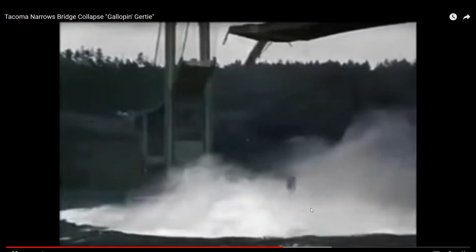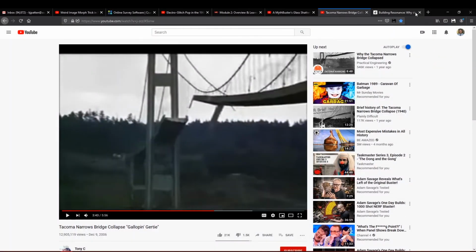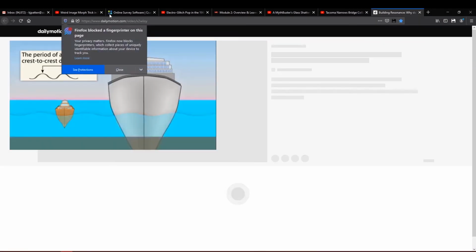Whoa! Ridiculous, right? This is just caused by wind, by resonance of the bridge. Crazy. So that's how powerful resonance is, and we can talk about it in a third way as well.